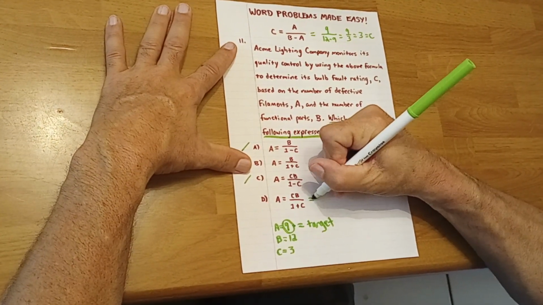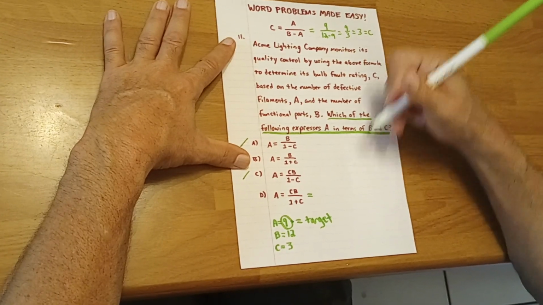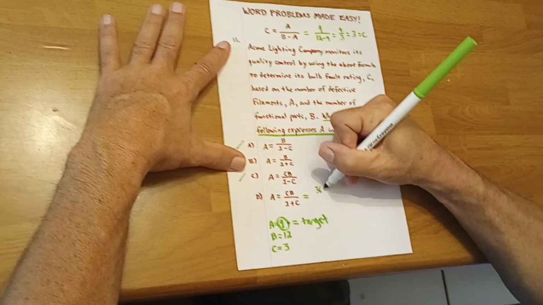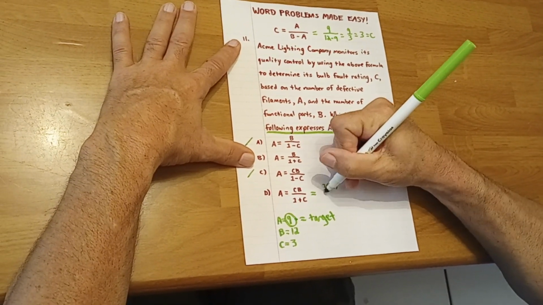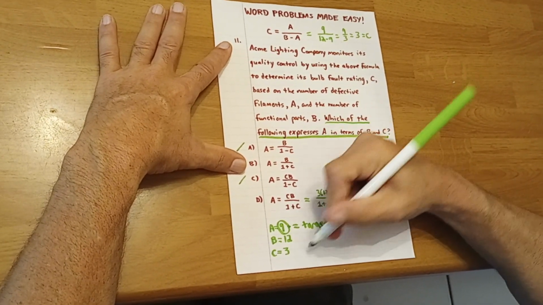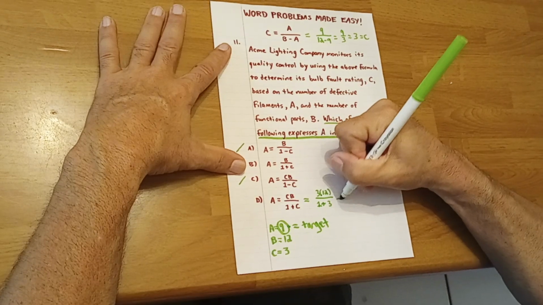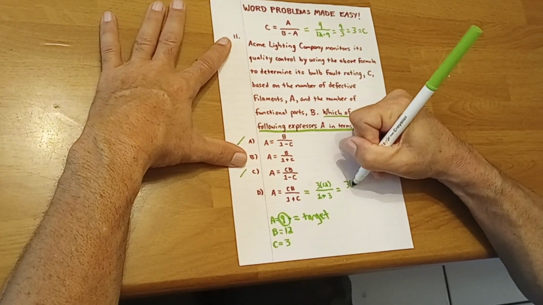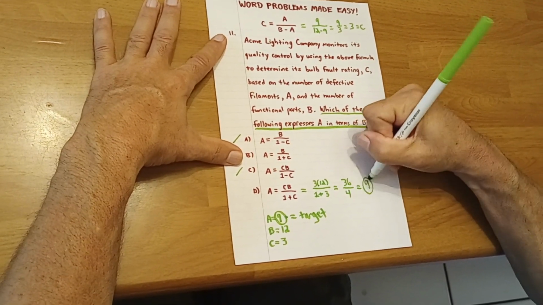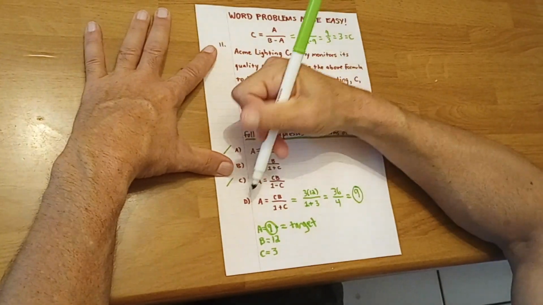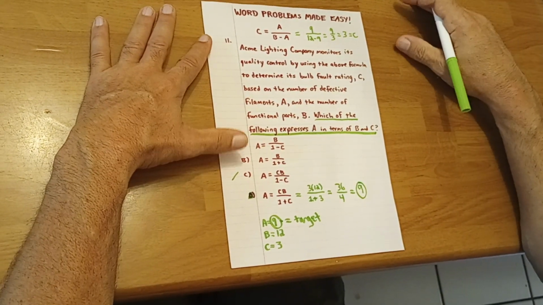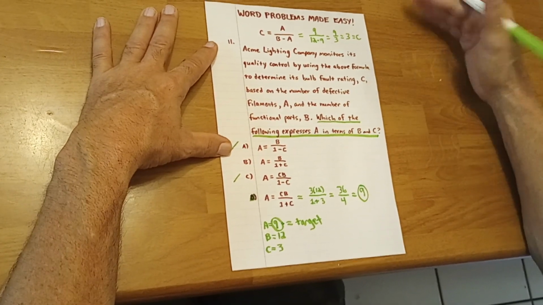And again, we're looking for a target of 9, okay? Well, we have here again C is 3 times our B is 12, 3 times 12, over our denominator of 1 plus C, which is 3. And this is going to give us 36 over 4, which indeed equals 9. Bingo, we've matched our target. So our answer here is D.